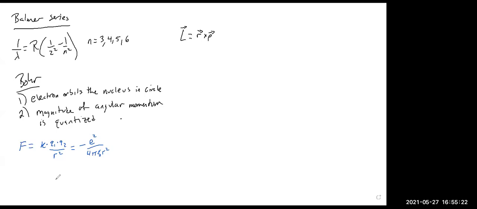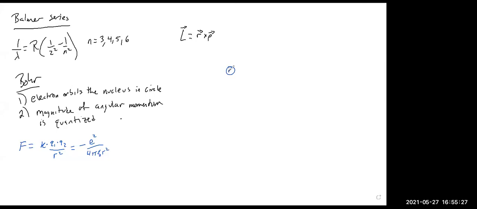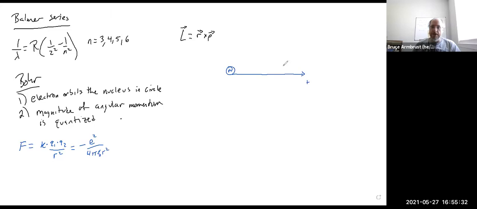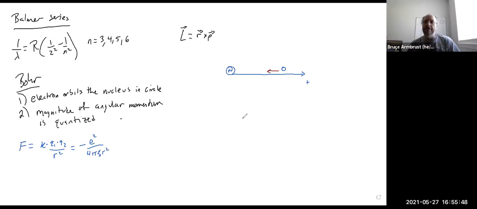Why is it negative? Because here's how we're going to do it. Here's the nucleus. This is the positive direction. If you've got an electron out here, which way is the electromagnetic force pushing? Negative. It's not moving in that direction, but the force is acting in that direction. So if positive is going away from the nucleus, then the force has to be negative.